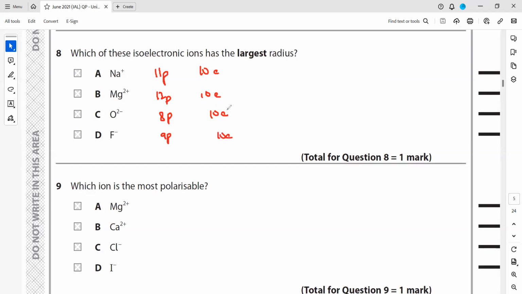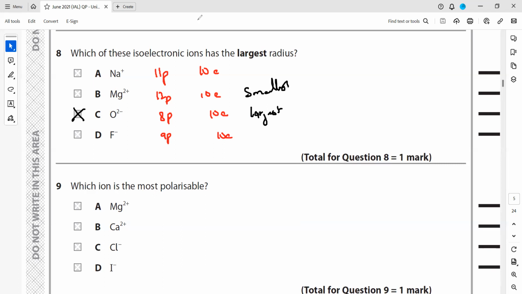So the one which has the highest protons will have the smallest size. So which ion in this combination will have the smallest size? Magnesium will be the smallest, because there are more protons, so each electron experiences a greater force. And which ion will have the largest size? The one which has the least number of protons. Oxygen has the least number of protons, so oxygen will have the largest size. That's why C will be the right answer for this.